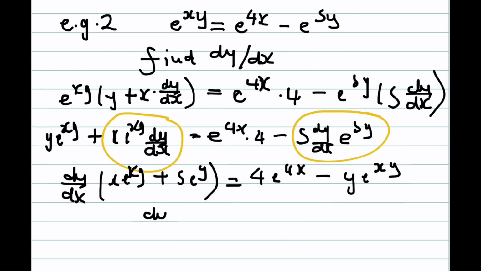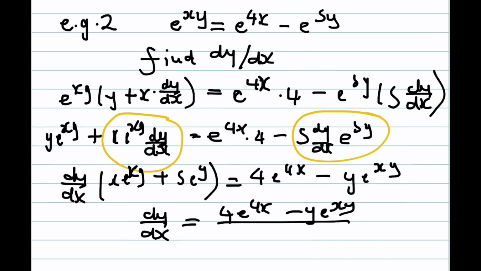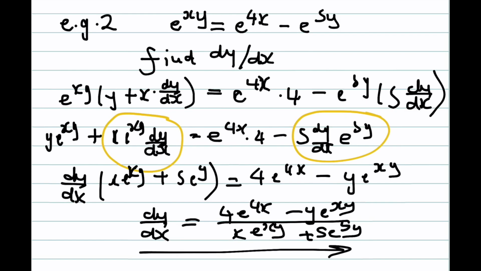Now dividing out, our final answer is going to be dy dx is equal to 4e to the 4x minus y e to the xy over x e to the xy plus 5e to the 5y. And that is our final answer using implicit differentiation.